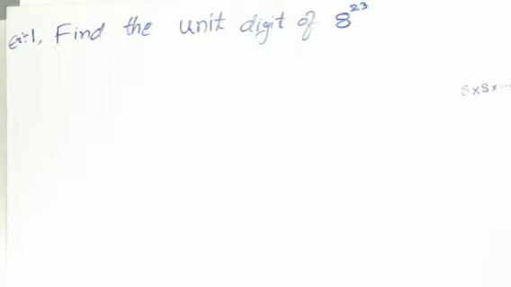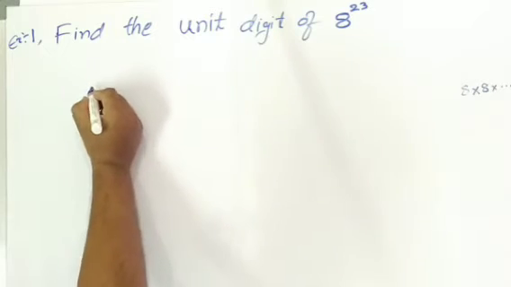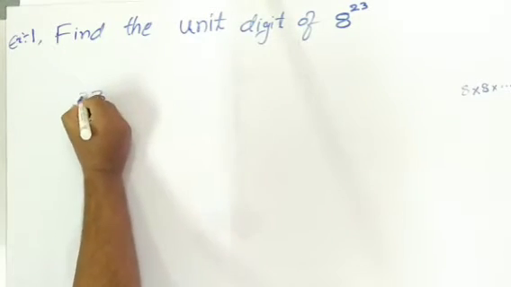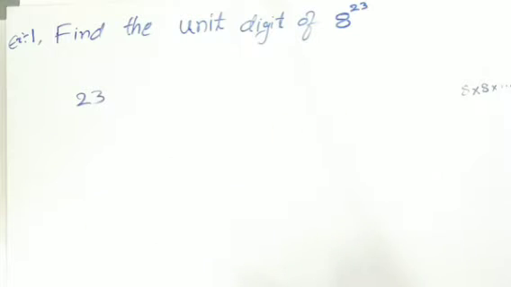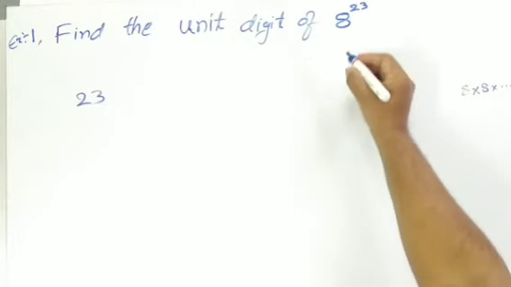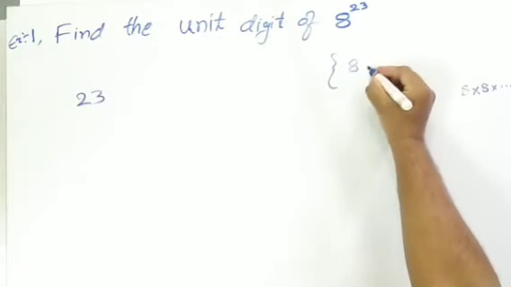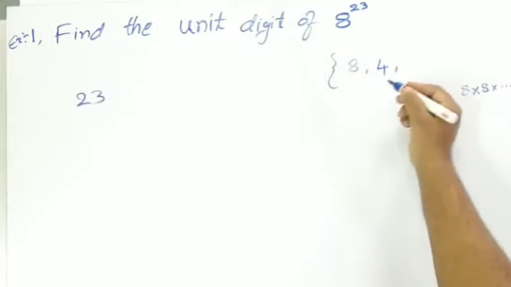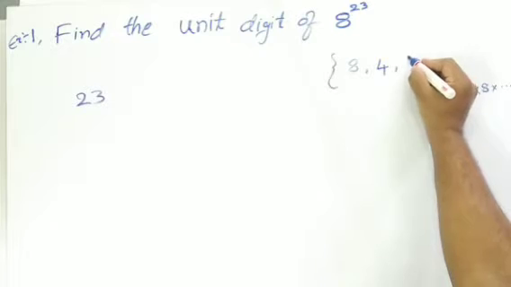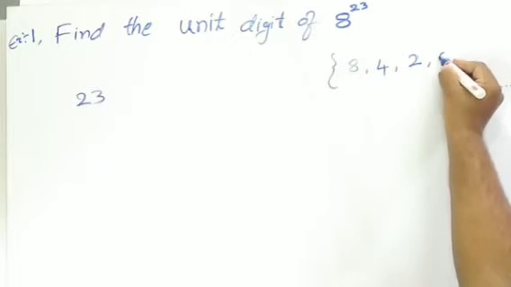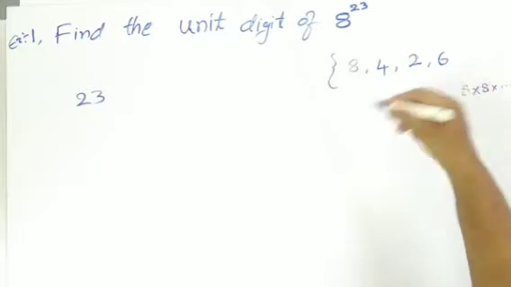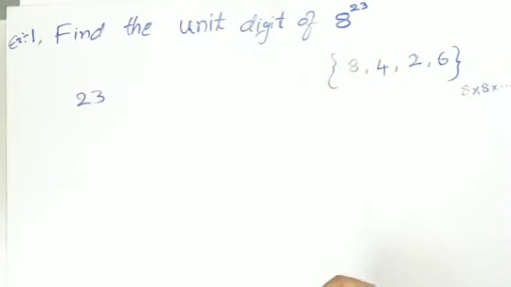Suppose the power is 23. In the powers of 8, what unit digits will come? Once we write it in the 8 table in the powers, first 8, 6, 4, 2, 6. So once again it repeats. These 4 digits will come in the unit digit of 8.